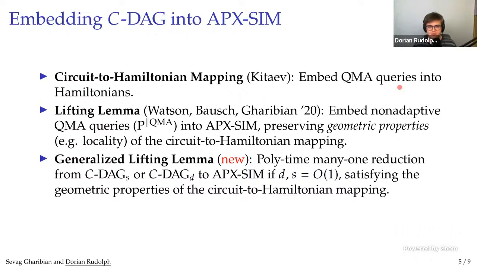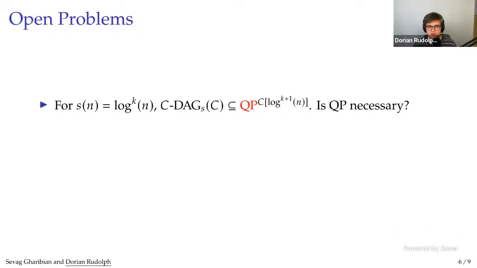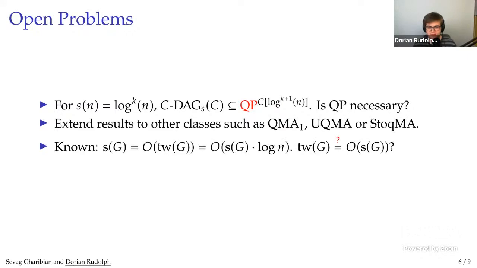Now let's go over a few open problems. So we show that for polylogarithmic separator number, CDAG-S is contained in QP with polylogarithmic C queries. Is the quasi-polynomial time base really necessary here? Can we extend our results to further complexity classes, such as QMA1 with perfect acceptance probability, UQMA with a unique accepting proof, or stochastic MA, for which only some of our results hold? And what is the exact relationship between the separator number and tree width? Can tree width ever exceed separator number by more than a constant factor? So we know at most a logarithmic factor.